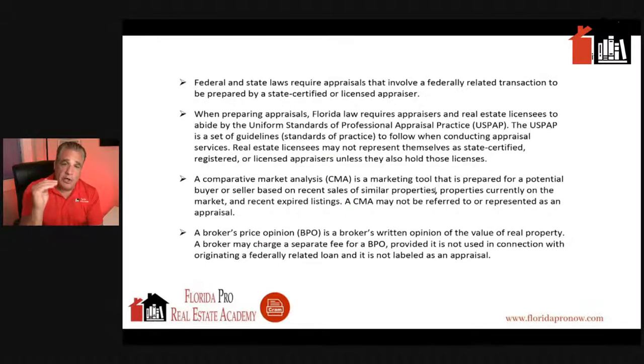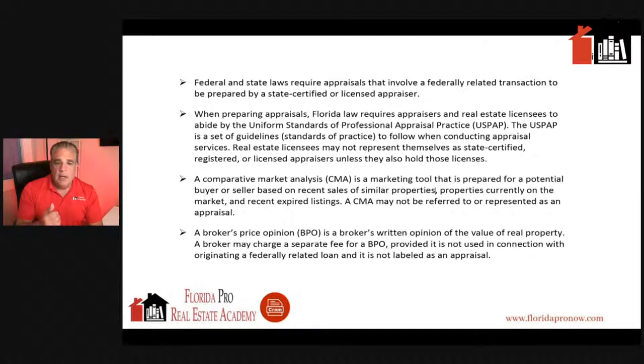Now, a broker can charge an additional fee or a separate fee for a BPO, but it cannot be used to bounce off a federally related loan. So you can't use this for a federally related loan. This is not an appraisal, nor can it be labeled. Remember, you know that as well. It cannot be labeled as an appraisal. Okay. Make sure we understand that this cannot be labeled as an appraisal as well.